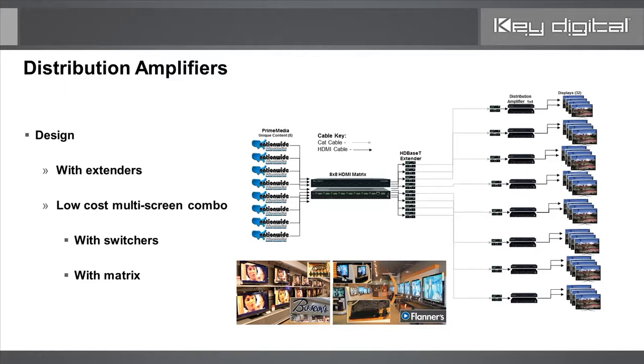When designing systems with distribution amplifiers, oftentimes you will be doing so with HDMI, HDBaseT extenders. This is a great way to lower the cost of video switching matrix systems. If you can group televisions together, you can use a 1x2, 1x4, or 1x8 distribution amp to do so, putting those distribution amps on the back end of matrix switchers.